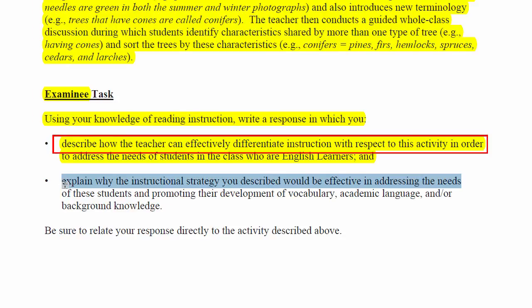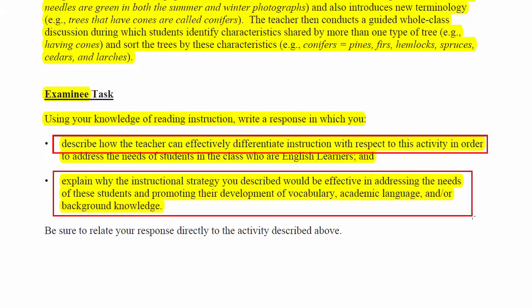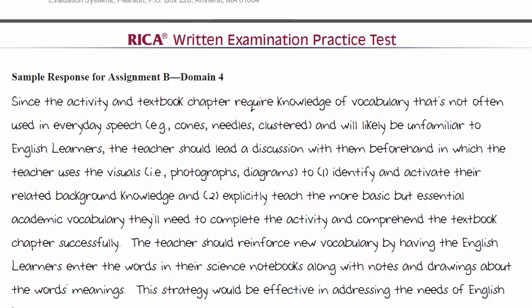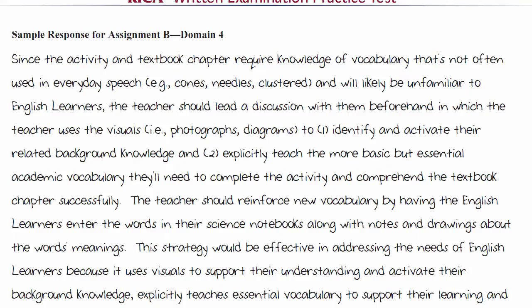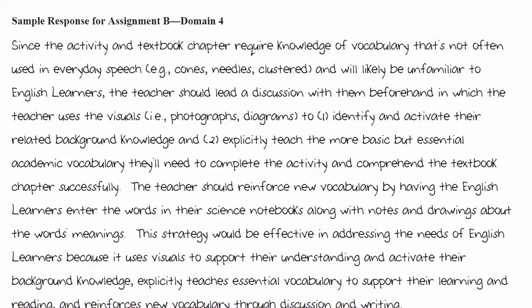We'll look at what it is that they value. And then they want you to explain why the instructional strategy you developed would be effective in addressing the needs of these students and promoting their, well, look, it's really easy. You just have to justify why this differentiated instruction method would work. So you first tell them what you're going to do for differentiation, and then you're going to tell them why. You're going to justify it. So look at the essay that they provide here. It's very short, but in a justification essay, you're going to tell them what you would do and then why you would do it.